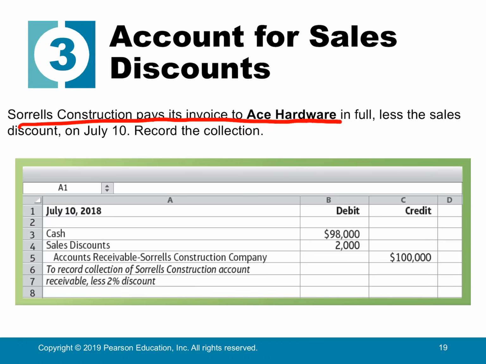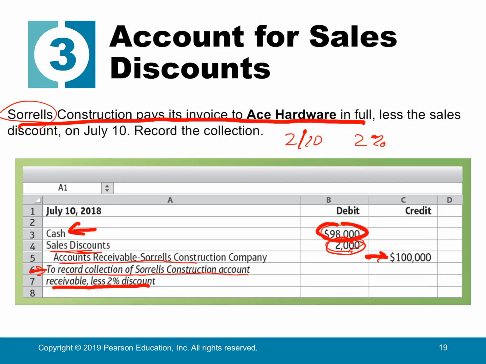Now, Sorrell's pays the invoice in full in less than 10 days. So remember, it was 2/10, so they got a 2% discount. So how does that work? Well, Sorrell's now will only pay $98,000 in cash. So Ace received cash of $98,000. $2,000 was a discount, a sales discount. And then we need to write off the accounts receivable. They paid it in full, $100,000, right? So of the $100,000, they paid us $98,000 cash, and we gave them 2% off because they paid within 10 days. So that's the transaction. We record a collection on accounts receivable less the 2% discount.